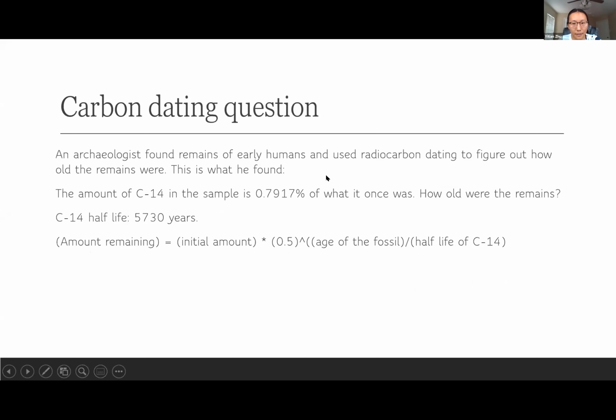So here's a question. And I'm gonna open up the chat, and you guys try to use the equation to calculate how long ago the early human beings were from. So if you guys have a calculator, that would be really, really helpful.